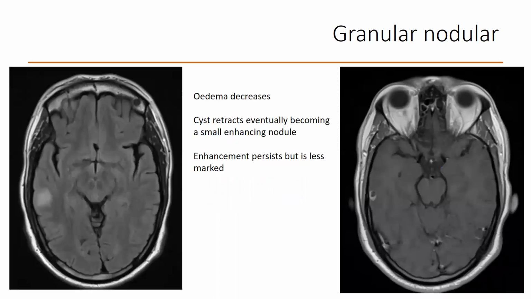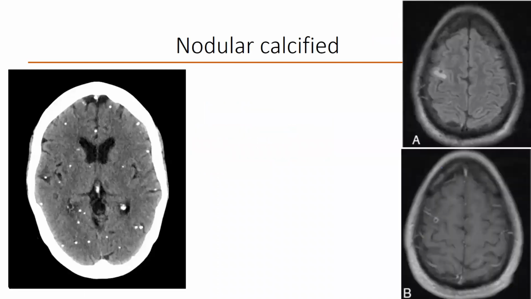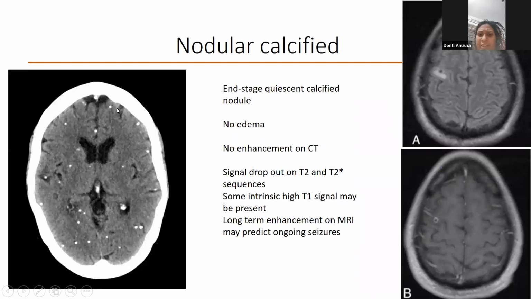This is the MRI, which is showing that the edema is less compared to the colloid vesicular stage, and there is less enhancement. So this is the nodular calcified stage. So in the CT, can you describe the sign that you see here? Starry sky. Yeah, the starry sky appearance. So this is the end stage of a quiescent calcified nodule, no edema, no enhancement.